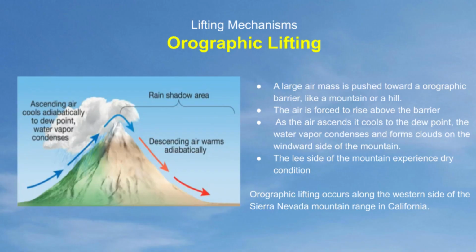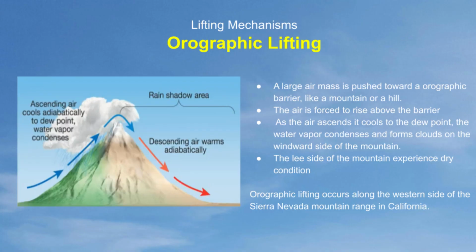Our second lifting mechanism is orographic lifting. With orographic lifting there is some sort of orographic barrier, a mountain or a hill, and a large air mass is pushed towards the barrier. Since there is no other way, the air must rise above it. As the air ascends it cools to the dew point. The water vapor condenses and forms clouds on the windward side of the mountain.